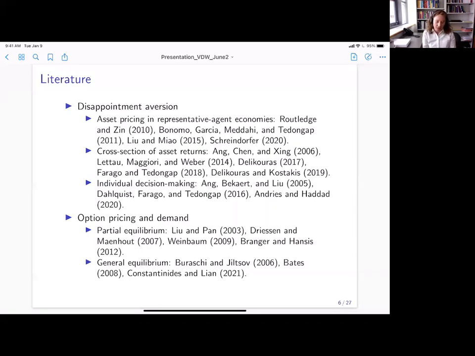Then, in terms of option pricing and demand, the literature that's closest to the topic that we study is quite extensive, but as I already mentioned, given the high expected returns, you get the result that the risk-averse investors want to sell these assets.